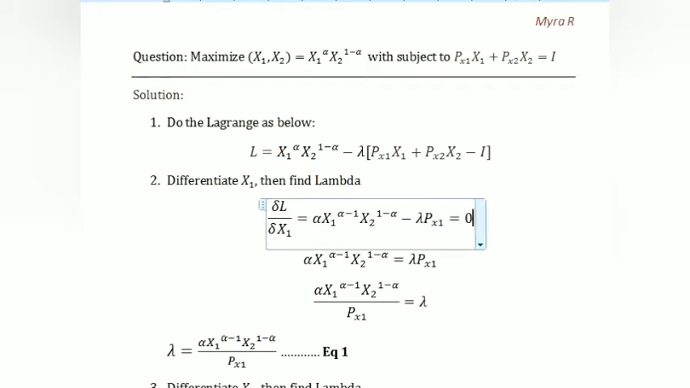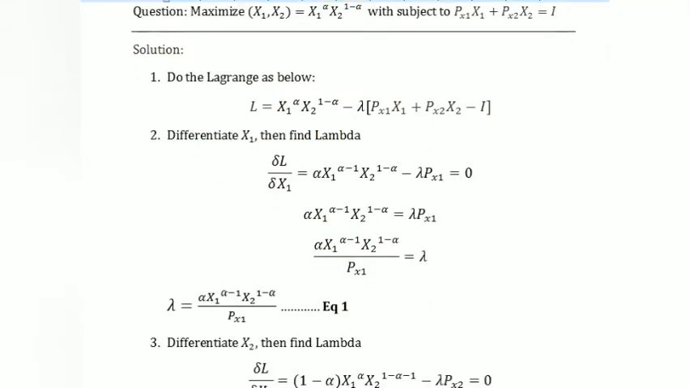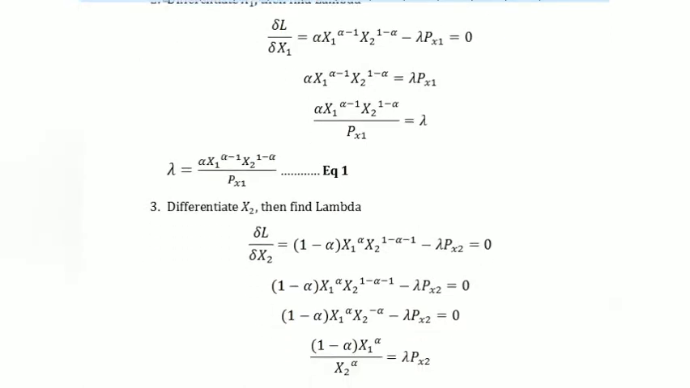Then we simplify the equation. We bring lambda to the right, leaving lambda alone, and then we divide the equation by the price of good x1. So we get equation 1.